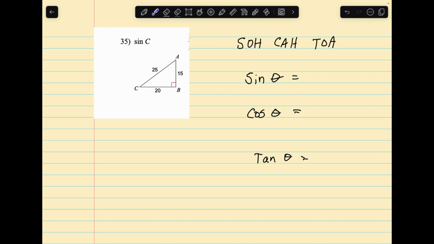The first one is going to be sine of theta equals, the O stands for opposite, the H stands for hypotenuse, which is this. The opposite angle would be, if you're trying to find the sine of this letter here, for once, you're trying to find C. So the line that is on the opposite end of this angle is this one right here. They're called opposites, opposite line.